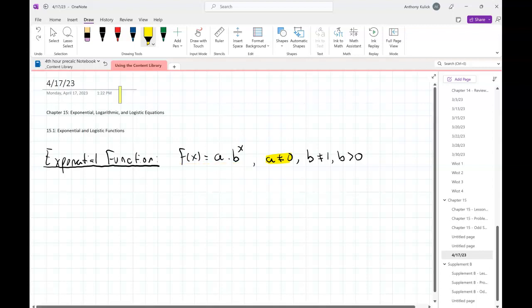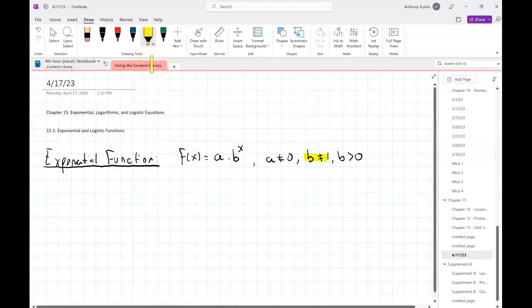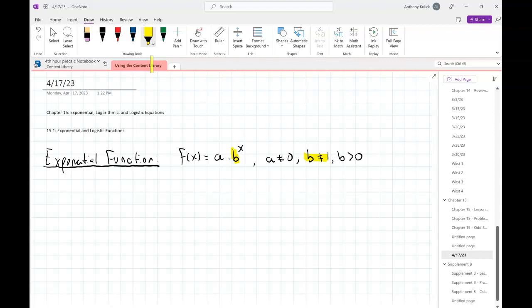Okay. So what would happen if we allowed B to be 1? What's 1 to any power? Just 1, right? Everybody agree with that? So what would f of x turn into if b was 1? A, right? Which is a constant function, not something we want. Everybody's okay with that?